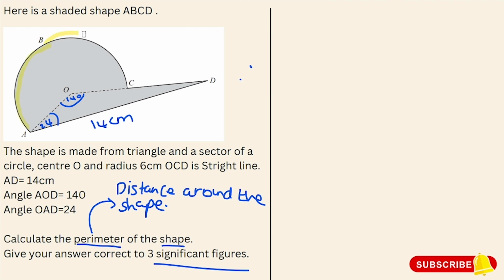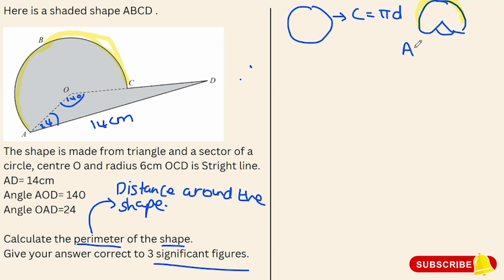Now I know it's not the whole circle, but I do know that the circumference of the whole circle is going to be pi d. Because I need a portion of the circle, I need a fraction of this arc over here. I need to work out a fraction of that circumference. So I'm going to call it arc, the circumference of the arc, which is the yellow part over here.